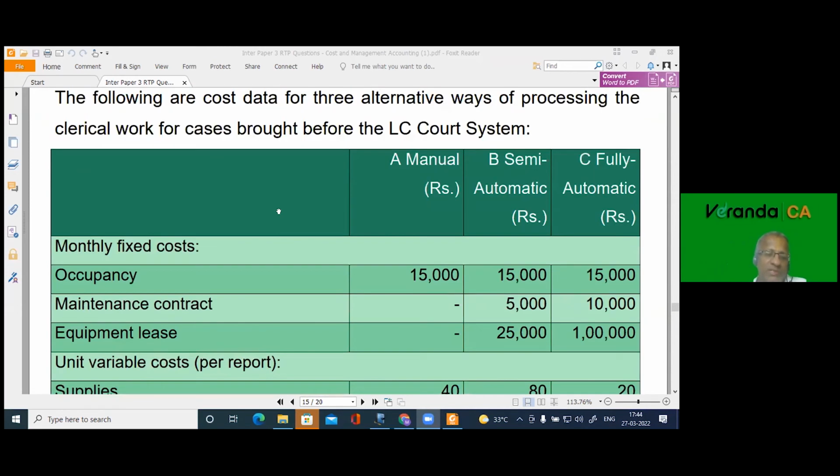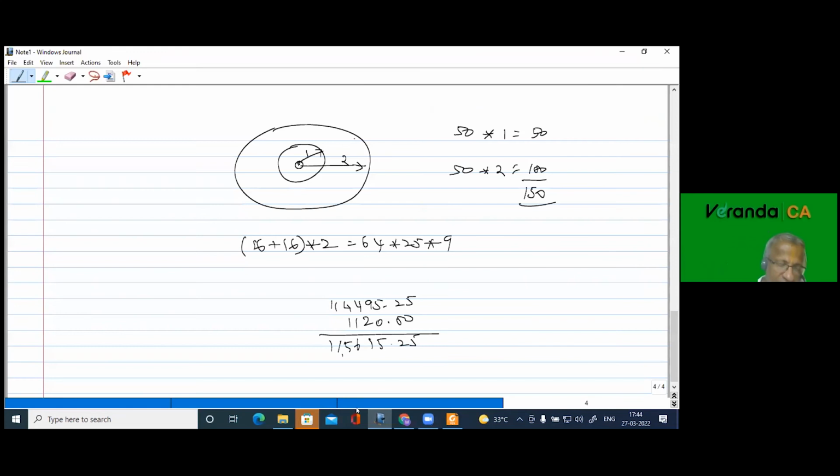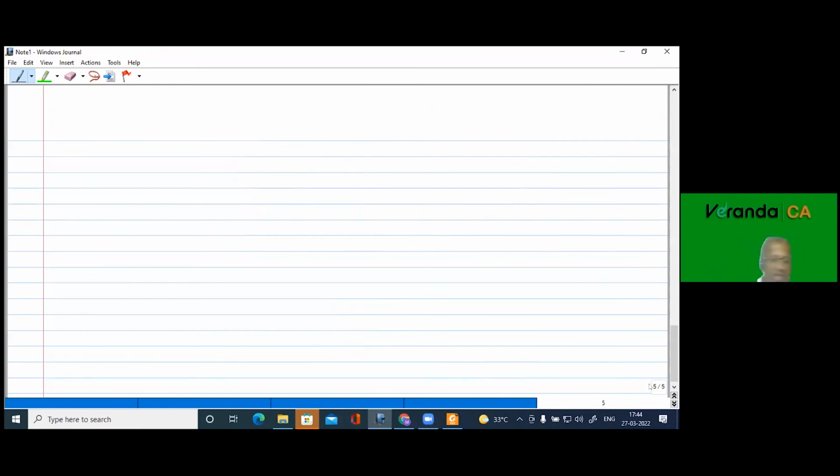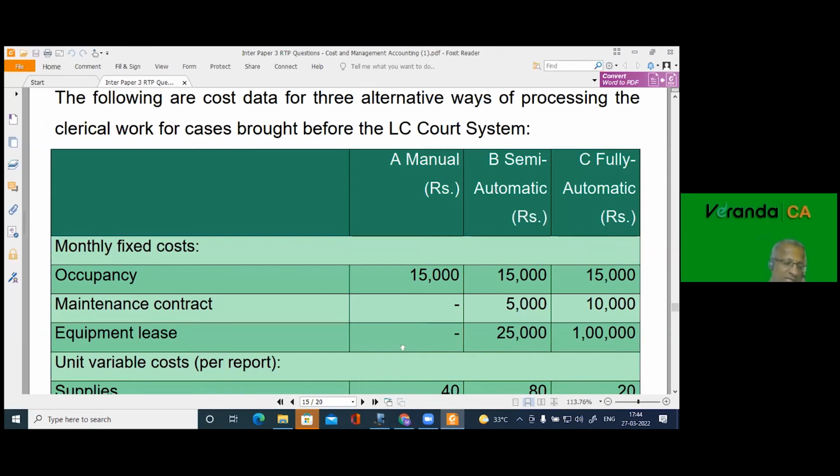So I will communicate briefly what exactly this question is. We have something called the indifference point, where the formula is change in fixed cost divided by change in variable cost per unit, or change in fixed cost divided by change in contribution per unit. Change in fixed cost divided by change in variable cost, or change in fixed cost divided by change in contribution per unit. Look at this question.